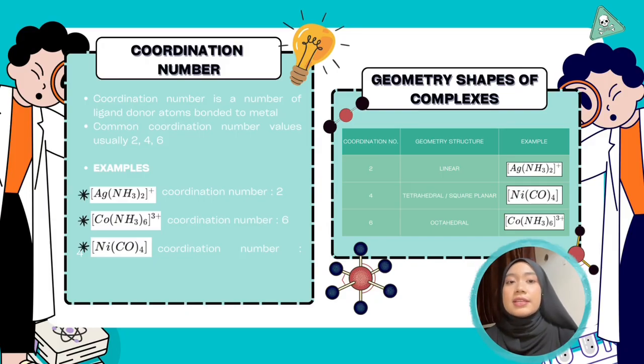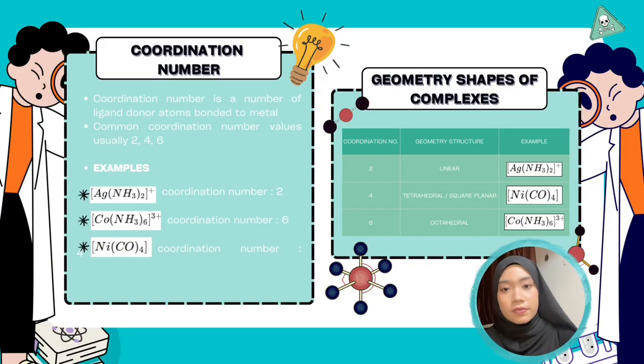Next is Ni(CO)4, which has a coordination number of 4, and the last one is Co(NH3)6 3+, which has a coordination number of 6. Finally, let's look at the geometry shapes of coordination complexes.